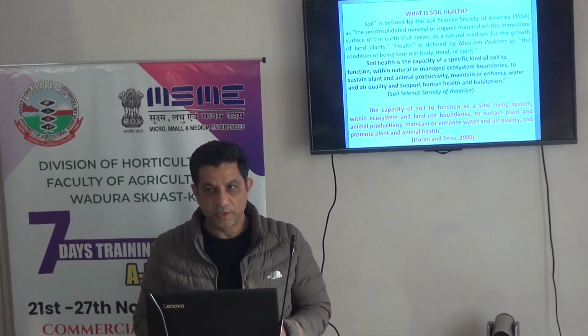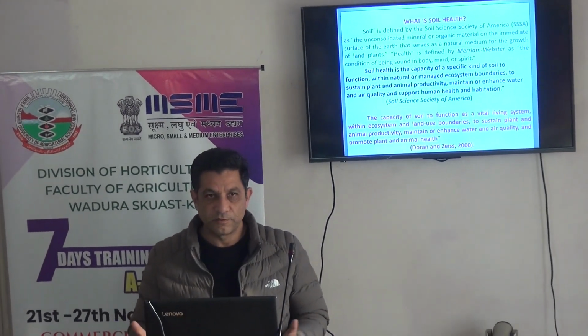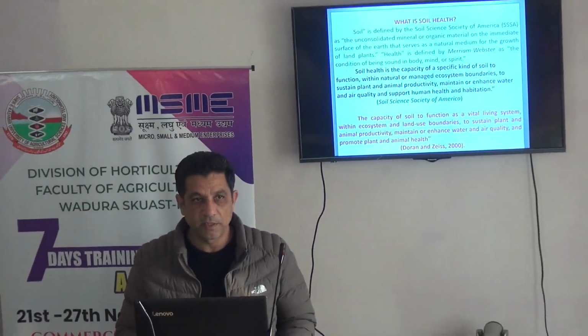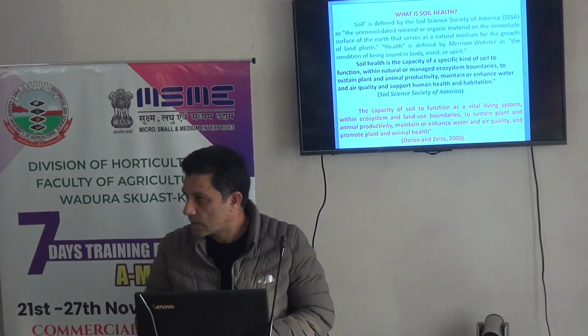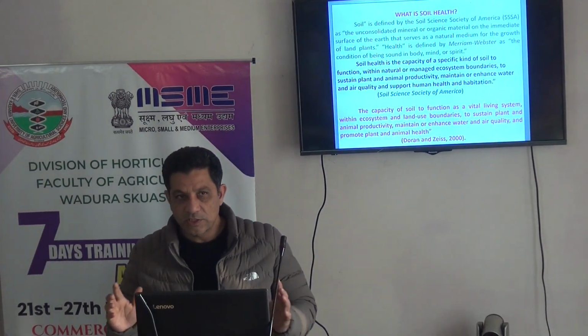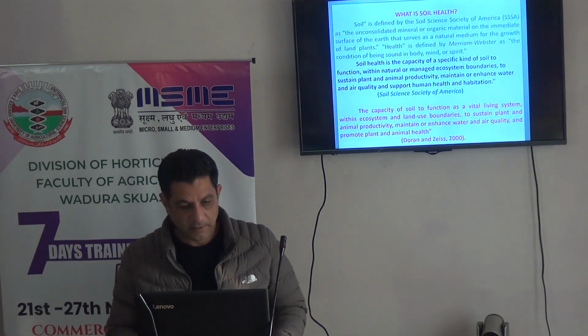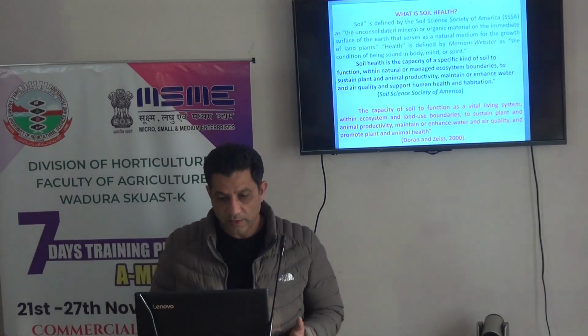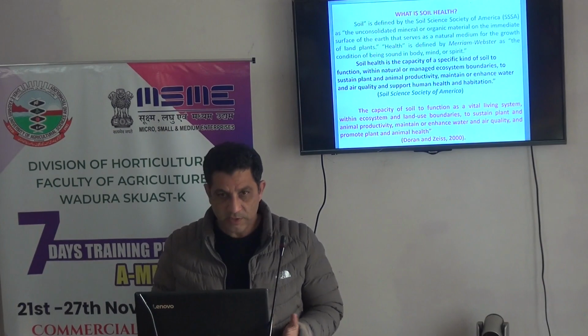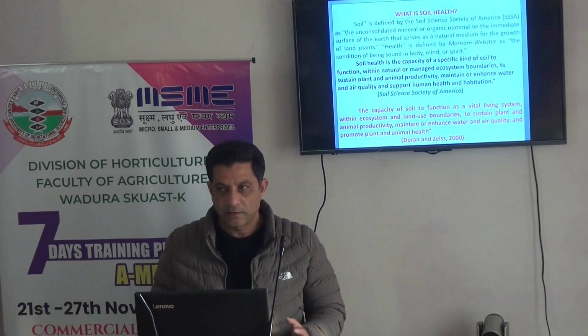Okay. So nutrients, all of us know the different types of nutrients. We have 16 essential nutrient elements which are essential for all plants. In those 16 essential elements, we have macro and micronutrients. Then basically, what is health? Soil health.